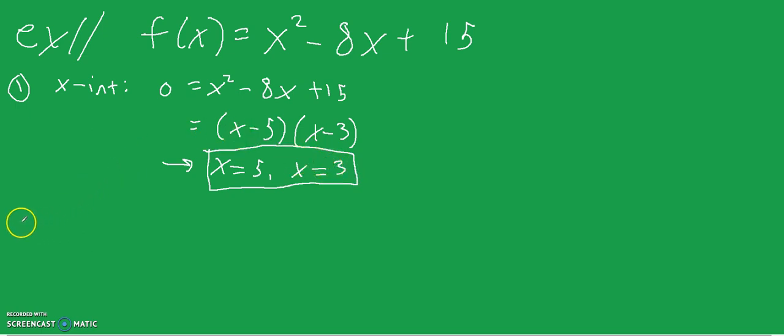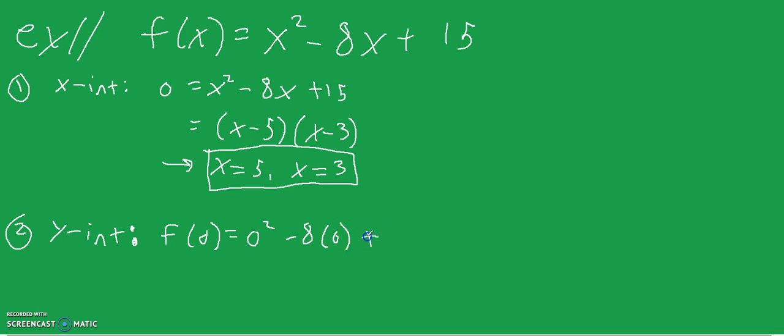Alright, now let's find the y-intercept. Remember, the y-intercept's usually pretty easy, so I just need to find f of 0 equals 0 squared minus 8 times 0 plus 15. Well, that's dead. That's dead. All I'm left with is 15. So my y-intercept is 15.